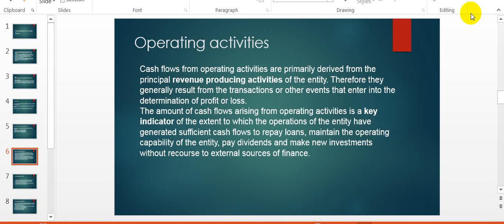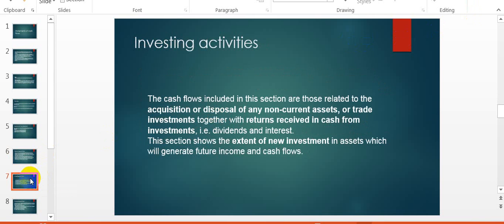Once we're done with the statement of cash flow from operating activities, we move to the cash flows from investing activities. The investing activities has to do with those items which we use to help us run the business, which are the assets or any trade investment. These assets or non-current assets we can either acquire or dispose.